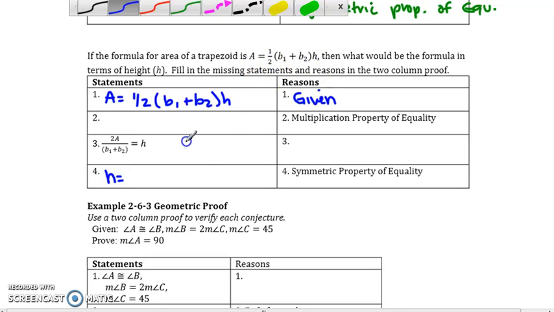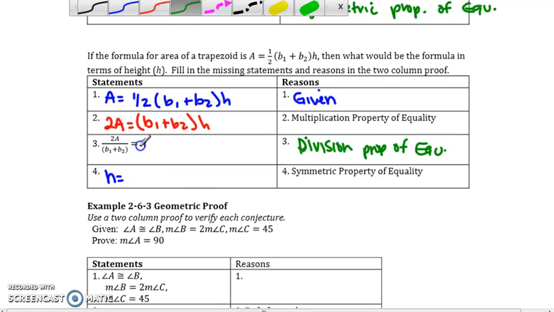So now we're going to do the multiplication property and multiply to undo this 1/2. So take it times 2. 2a is equal to b1 plus b2 times h. So that is that multiplication property. Now it looks like we're dividing by b1 plus b2. So division property of equality.